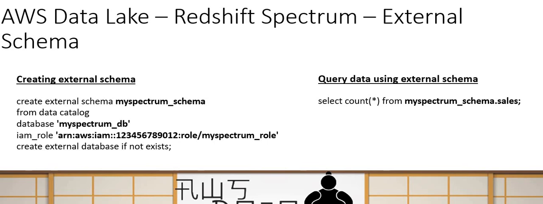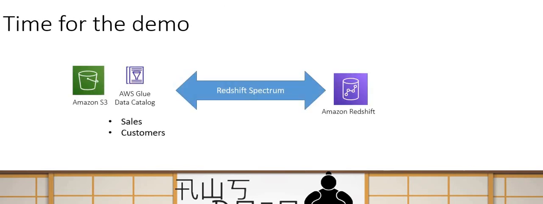I'm going to do it anyway, and you will get the experience of it. So what we are going to do for the demo is pretty straightforward. We have got an S3 bucket which has got sales and customers data sets. I'm simply first going to catalog it, and then I will configure Redshift Spectrum to access this data using Amazon Redshift. That's what we are going to do.